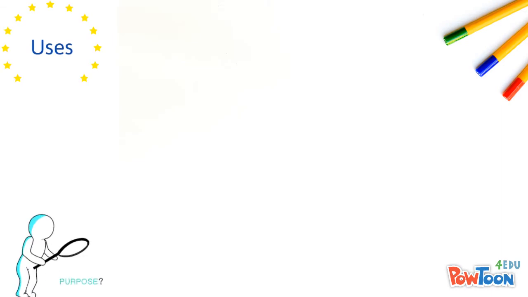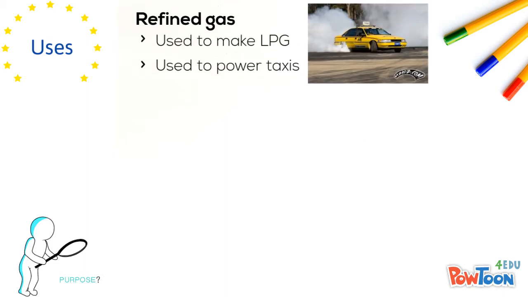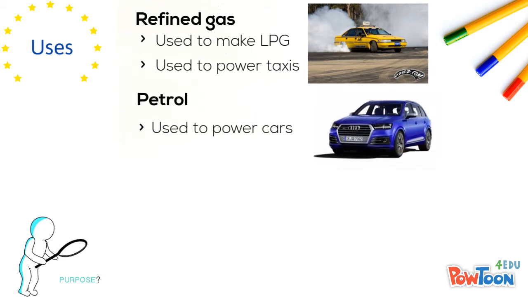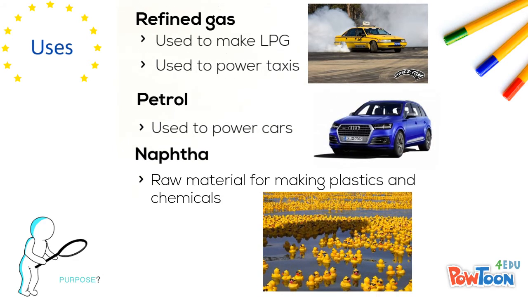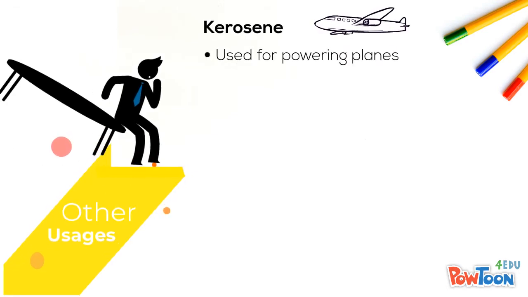Well, after all this, what are the uses of these fractions? For refinery gas, it's to make LPG, and the LPG can power taxis. Petrol is used to power cars, while naphtha is a raw material used to make plastics and other substances like chemicals. Kerosene is used to power planes.